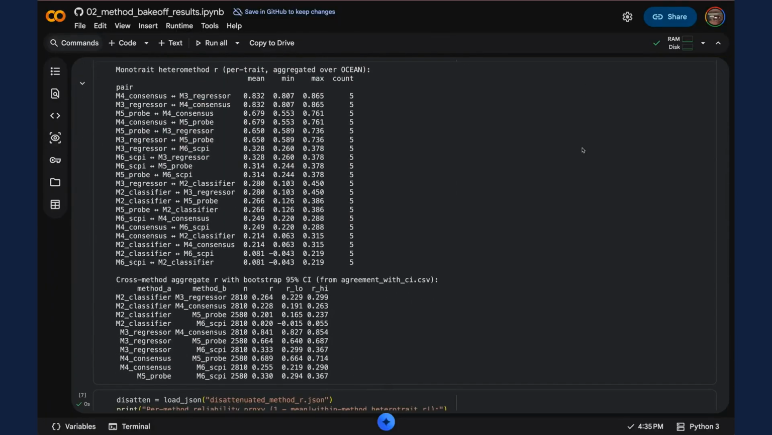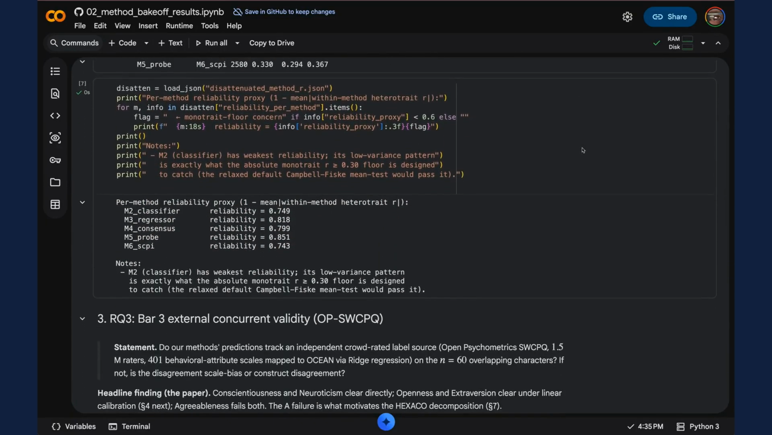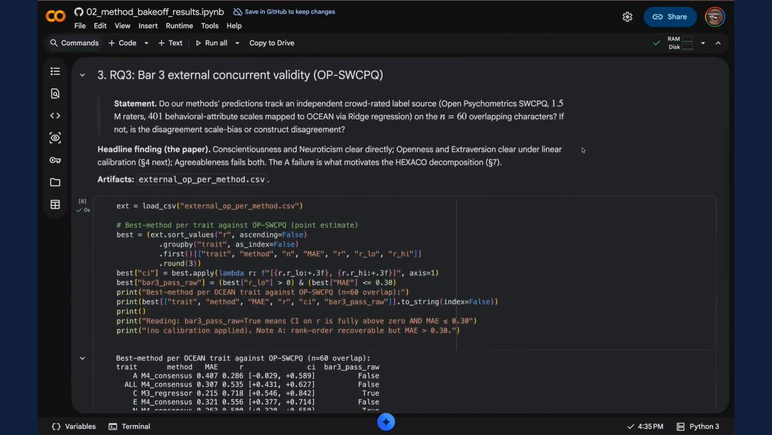Here are the numbers. The top pairs, consensus with regressor clear the floor at 0.83. But scan down. M2, the classifier, sits at a within-method heterotrait mean of 0.25, degenerate under the corrected test. Methods agreeing with each other is not the same thing as validity, which is why the next bar exists.